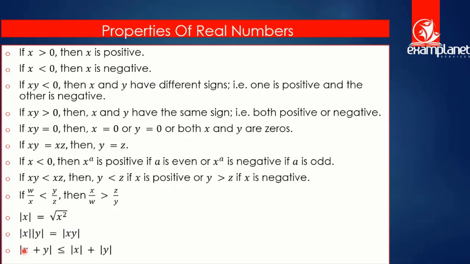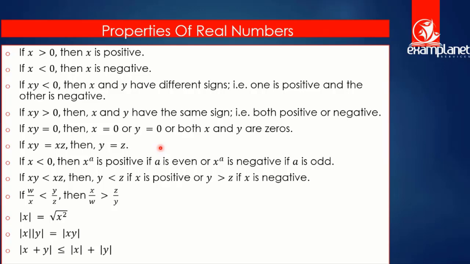Absolute value of X plus Y is less than or equal to absolute value of X plus absolute value of Y. Right? So you can put numbers and verify this. So you always get something less than or equal to absolute value of X plus absolute value of Y. So these are some properties you can note that will help us answer our questions very fast in the exam situation.